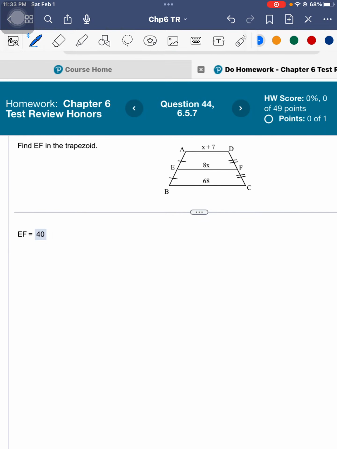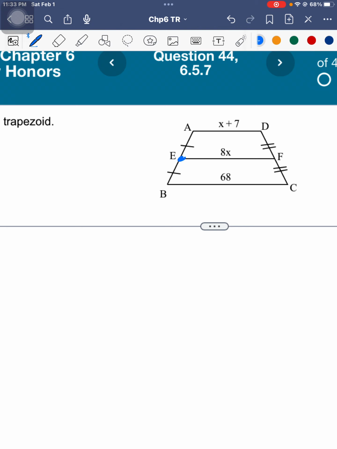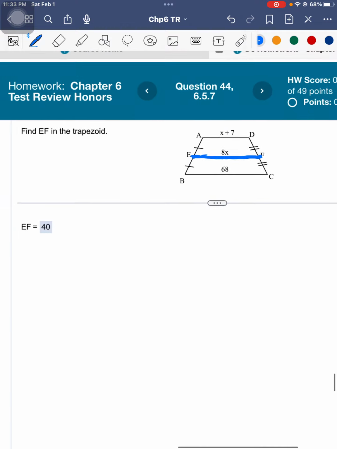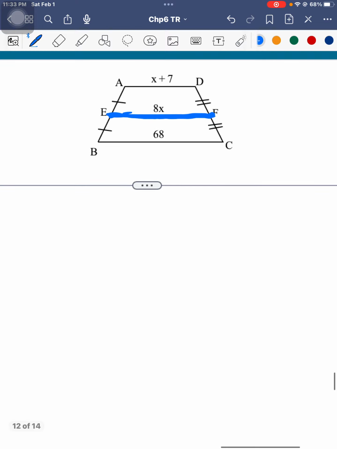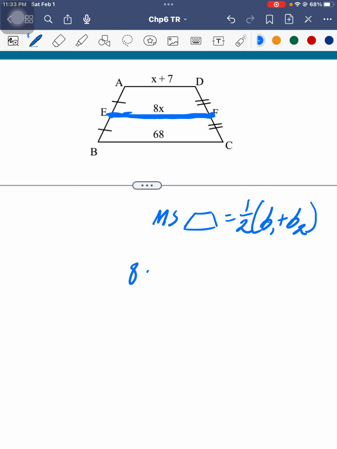Okay, mid-segment. How do I know this is a mid-segment? Because my pieces are congruent. They were cut up evenly. So that means that this is the midpoint, and this is the midpoint, and this is a segment intersecting at the midpoint of opposite sides, so we call that a mid-segment. Now, the formula, which we should all know, the mid-segment of a trapezoid is equal to half of base 1 plus base 2. So let's do that. What is the mid-segment? It's 8x equals 1 half (b1 + b2), x plus 7 plus 68.